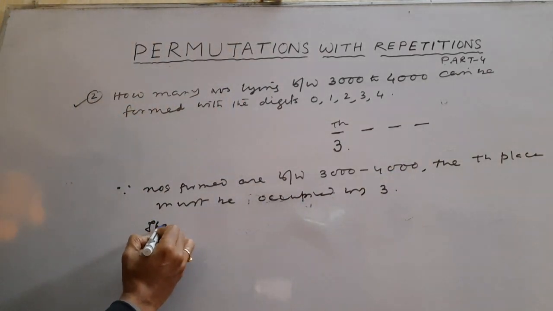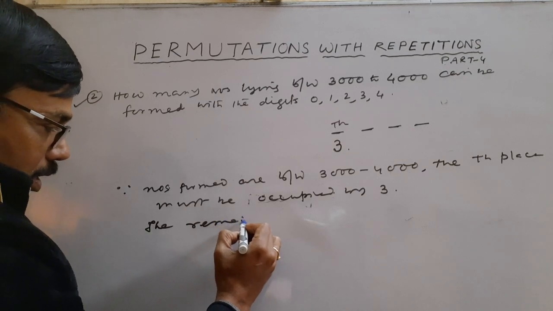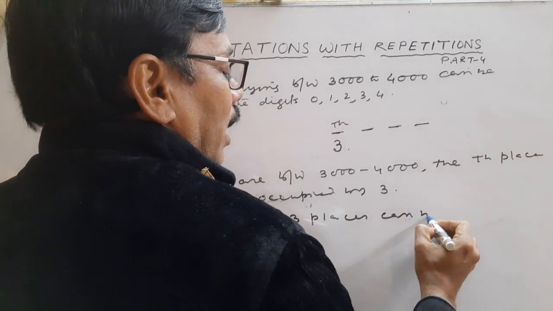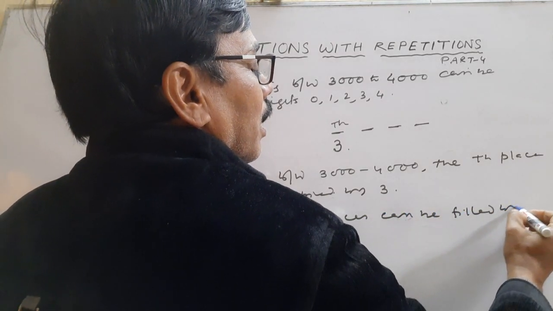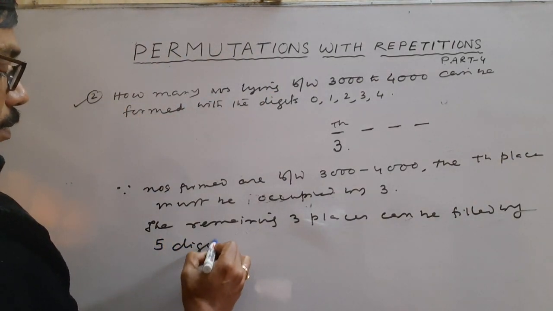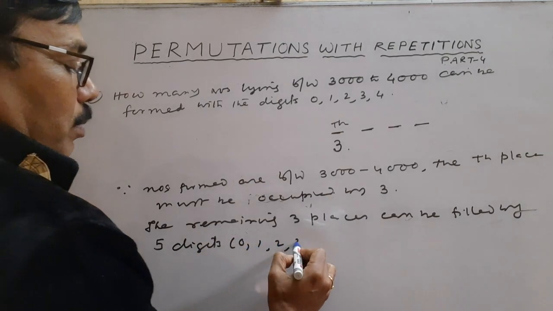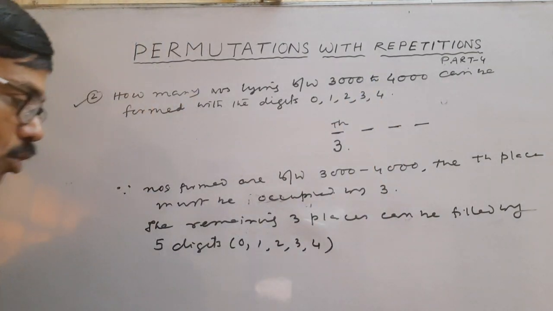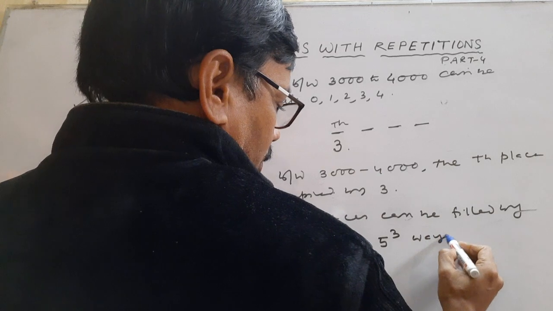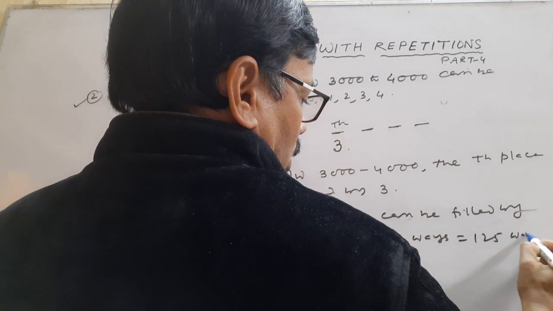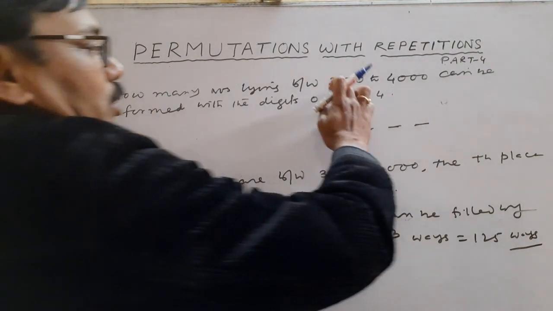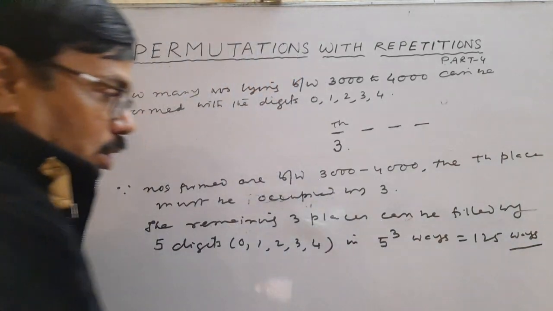The remaining 3 places can be filled by 5 digits 0, 1, 2, 3, 4, because here 0 can be put, in 5 to the power 3 ways. So between 3000 to 4000, how many? 5 to the power 3 ways.